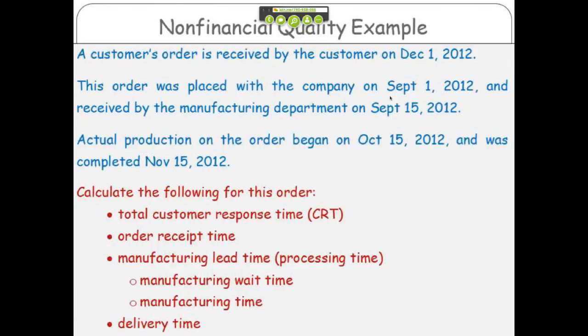Okay, so here's a little exercise for you all. Don't worry about 30-day months and 31-day months. All months are 30 days for this example. Make it easier. Using the previous slide and this information, calculate customer response time and order receipt time, and then calculate each of these times in 30-day or 15-day increments.